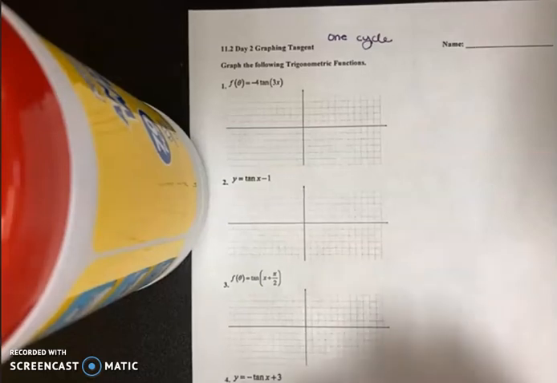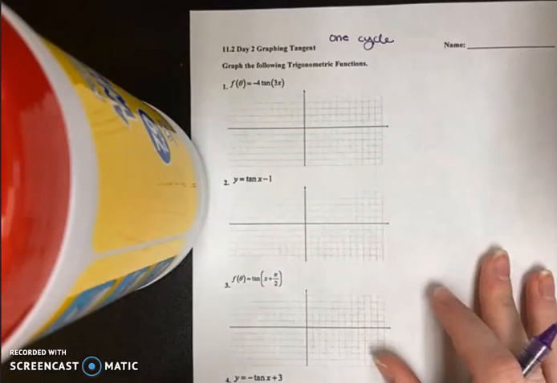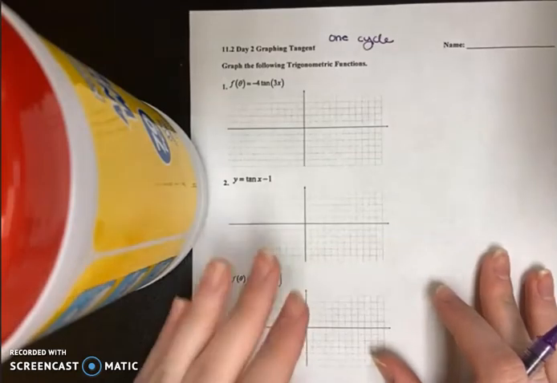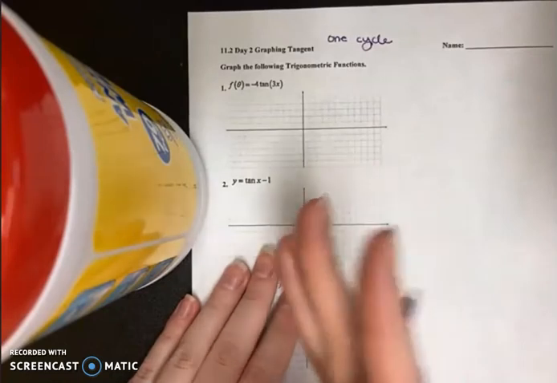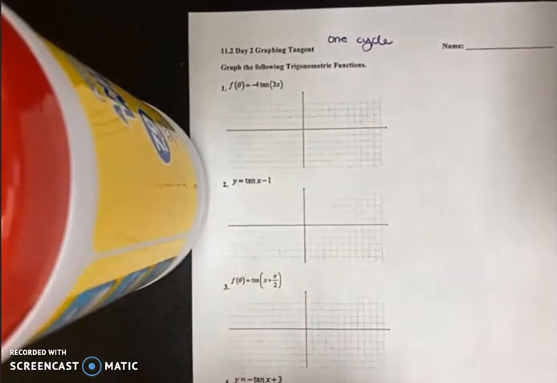This is day 2 of graphing tangent. I'm just going to go through and do one cycle of each. I had mentioned in the previous video that I like to do the cycle where it passes through the origin, because then I'd move right half the period and left half the period. I really do think that's the easiest way to go about it. So I'm going to continue to do that.